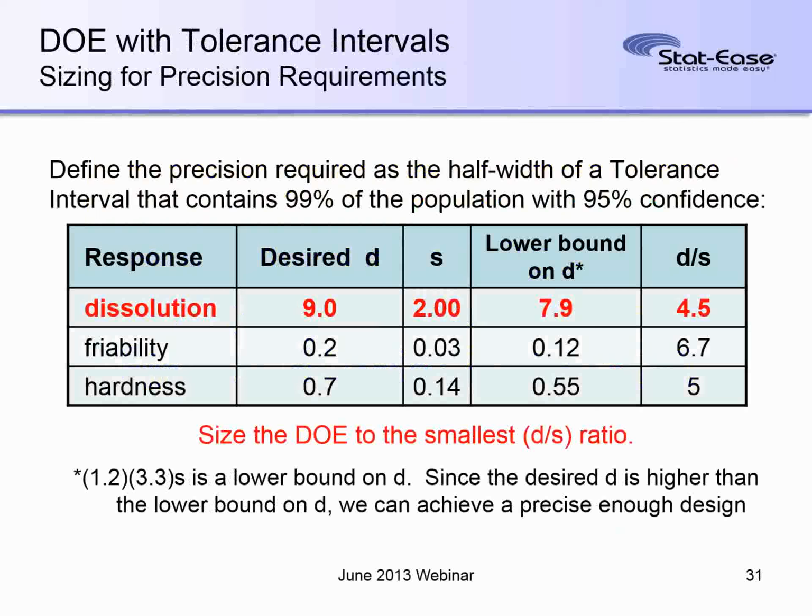If our desired D is greater than our lower bound on D, then we can build a design that can meet those requirements. The closer the two are, the larger the design will need to be. If you go through, you can calculate all of the D divided by S ratios, and the smallest one will always be the most difficult one to achieve, and you should size your design based upon that smallest one.